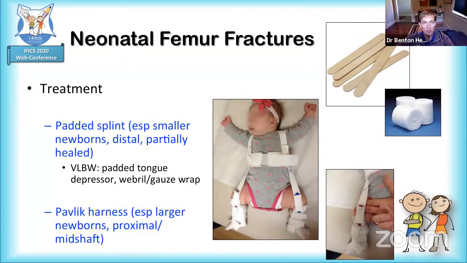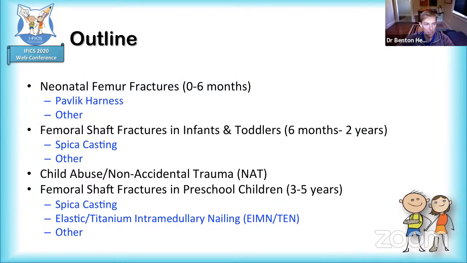So for neonatal femur fractures, those under 6 months, the treatment most commonly is Pavlik harness, but right around the time of birth, especially for the low birth weight babies, sometimes a simple splint can do, and even a tongue depressor in a small child wrapped in Webril can serve as a nice splint, stabilizing the fracture while still protecting against the challenges with the family of the Pavlik harness. Here's a diagram of a standard Pavlik harness, holding the child's leg in abduction and some external rotation and flexion, and that usually reduces the fracture with a good orientation.